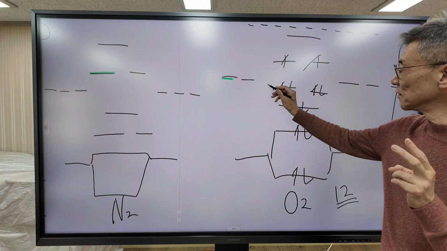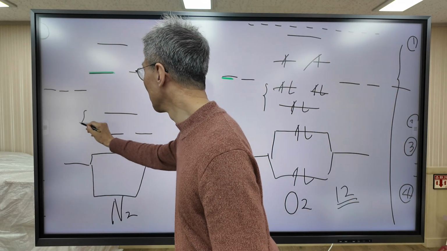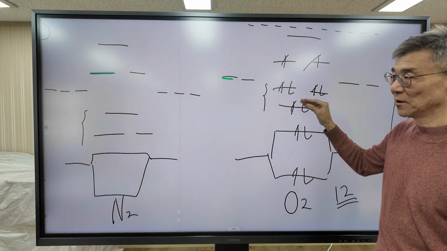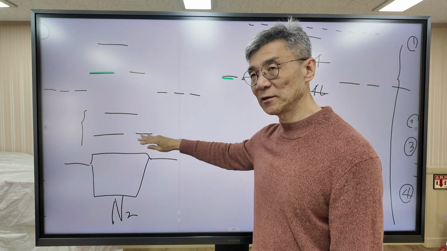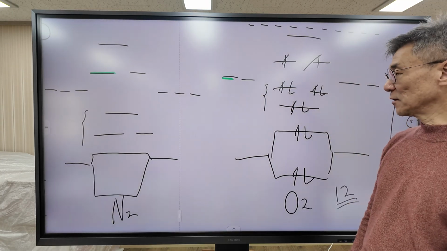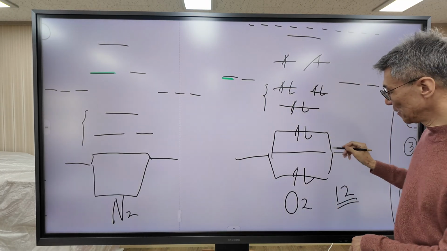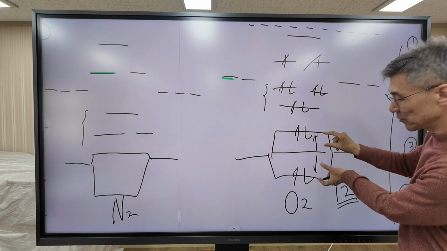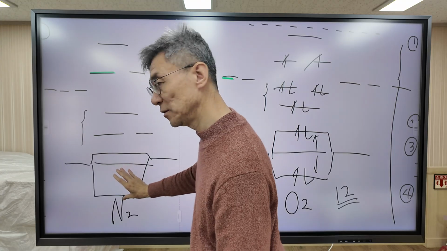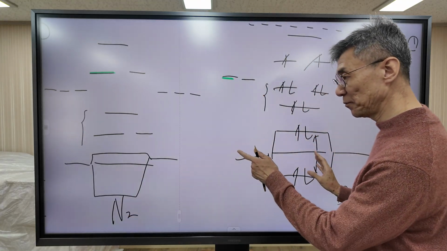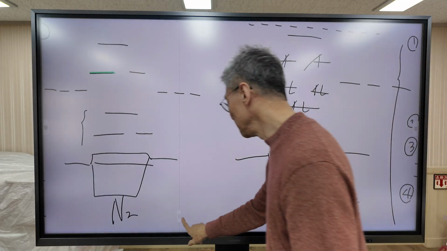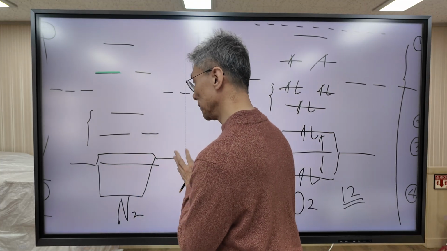The first difference is this one. In this case, sigma orbitals appear first. But in this case, pi orbitals appear first. It is reversed. That is the first difference. Second difference: in this case, it is almost symmetric, right? In this case, it is not symmetric. It is shorter, it is longer, okay? So there is a big difference between O2 and N2. You may remember that. What causes the difference?